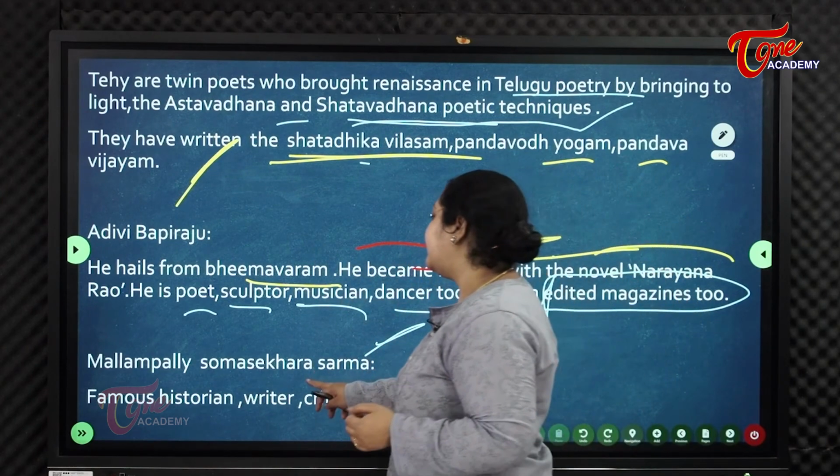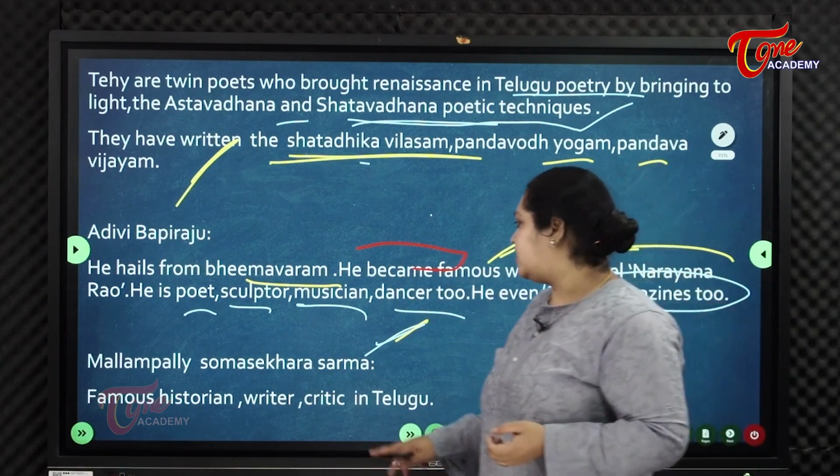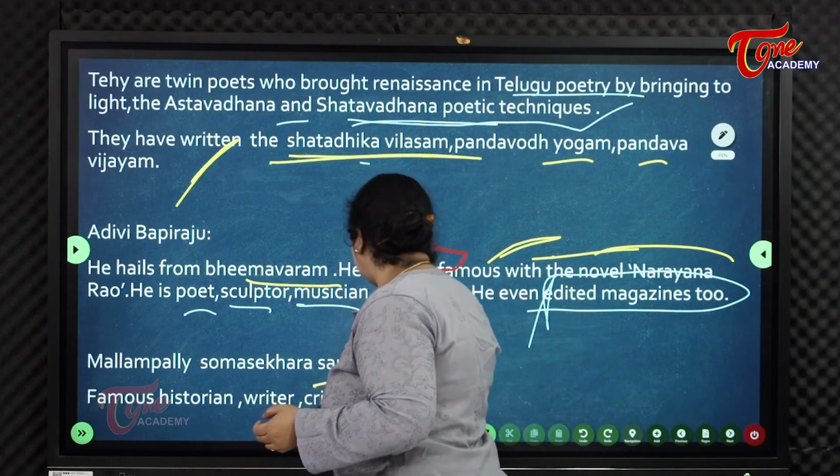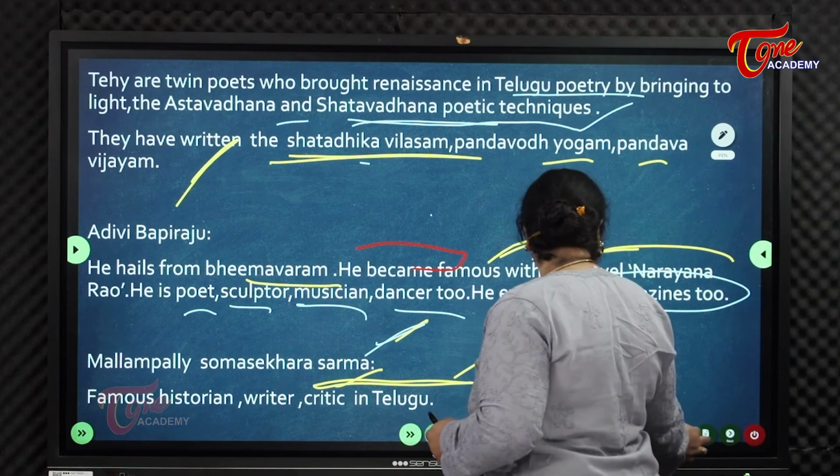Next, Mallampalli Somashekara Sharma garu. He is a very famous historian, writer and critic in Telugu. He hails from West Godavari district only.